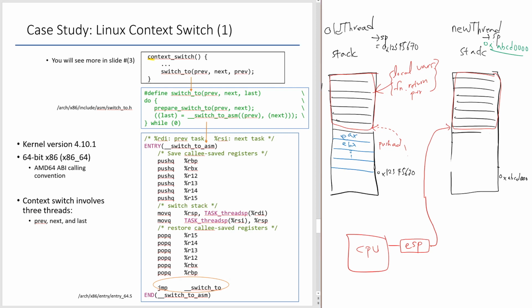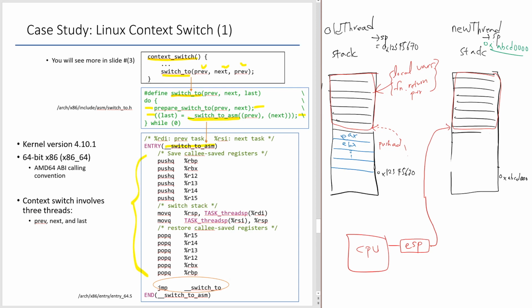The context switch code starts with this function. It will eventually call this switch2 function that requires 1, 2, 3 arguments. And this switch2 is actually a macro, and it does some preparation that we are not going to talk about. It then calls this switch2 ASM function, and this switch2 ASM is actually assembly code. So you have this switch2 ASM implementation here.